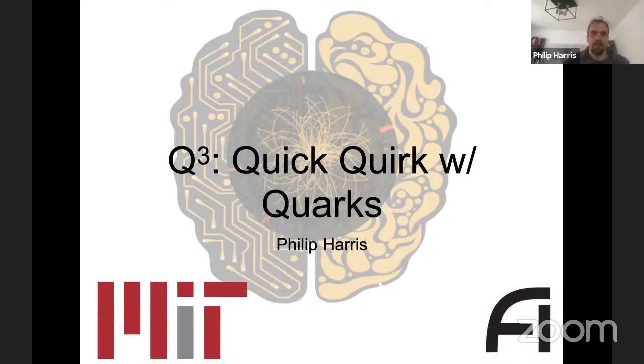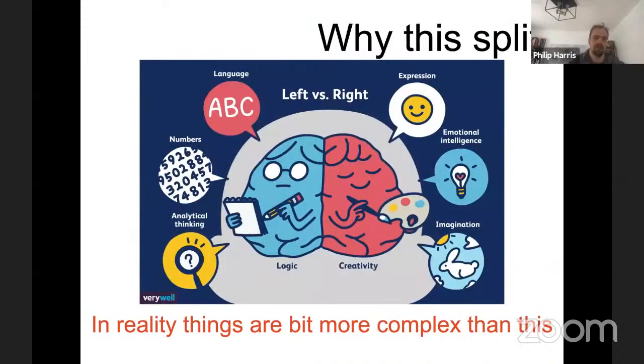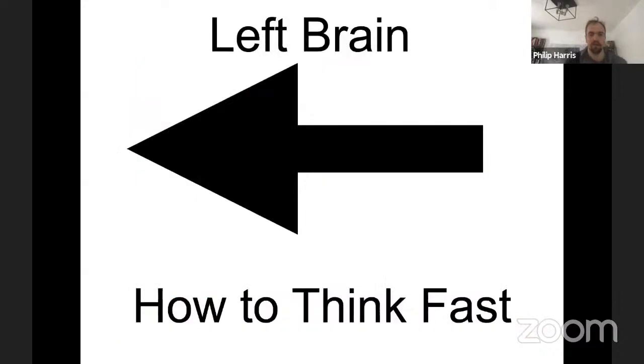Thanks, and apologies for the quixotic title. So this talk is gonna be split into two parts. I couldn't decide what I wanted to make this colloquium on. So I'm going to split it into two hemispheres: left brain, where I'm going to talk about fast machine learning, and the right brain, where I'm going to talk about some new ideas in anomaly detection. You might recall the left brain is kind of the logical thought process, and the right brain is the creative. This is certainly the old view of the brain, and we subsequently learned that things are much more complicated. And that's kind of the theme of this talk.